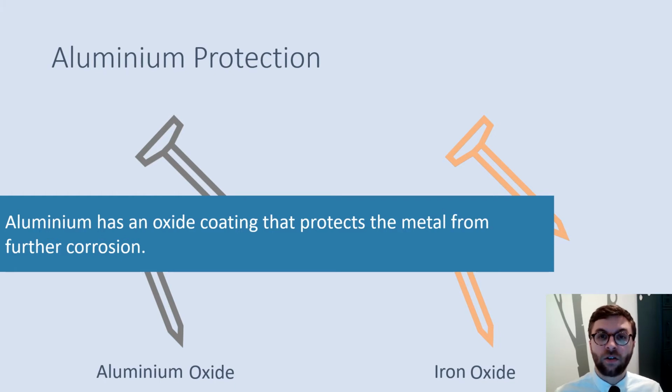This isn't the case in iron oxide, where the iron oxide on the outside flakes off, exposing more iron, and eventually the nail will rust until it no longer performs its function.